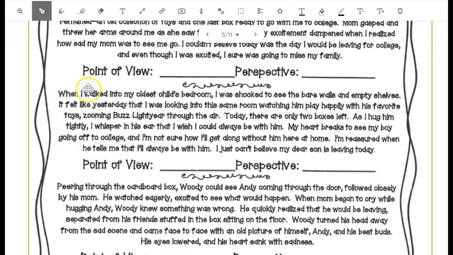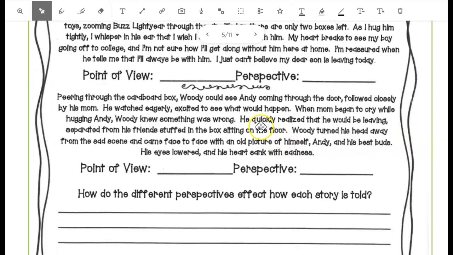The second one, you'll read through the paragraph, look for those key words. Is it first person or third person? And how do they feel about the situation? And the last one, same thing, you'll read through the passage, look for those key words. First person or third person, and then how do they think and feel about the situation?